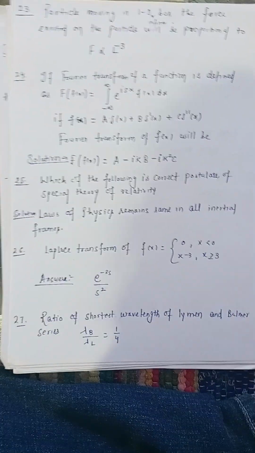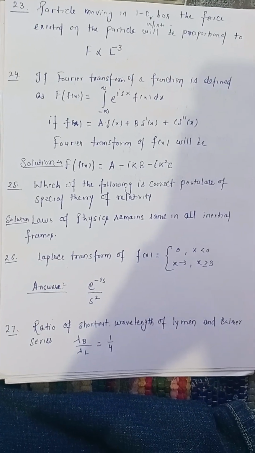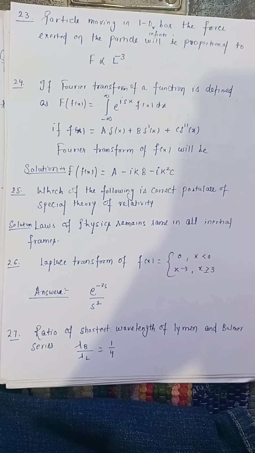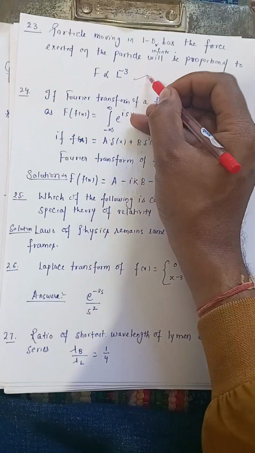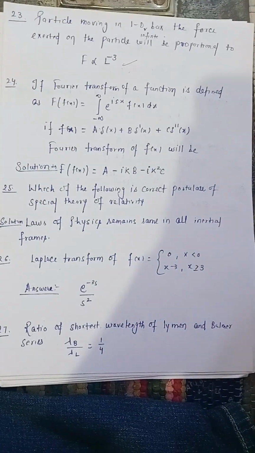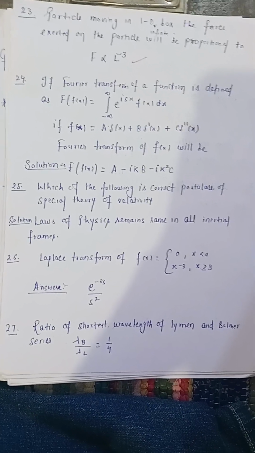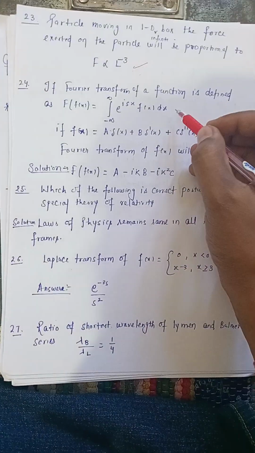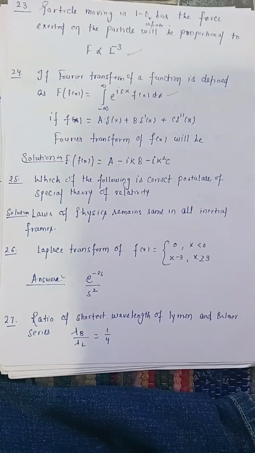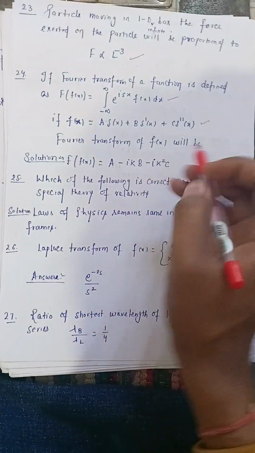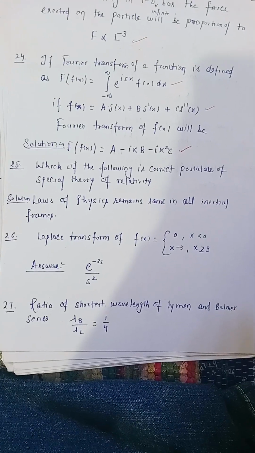Now next question number 23. So particle moving in 1D box, the force exerted on the particle will be proportional to L to the power minus 3 is the correct option. Now if the Fourier transform of function is defined by this formula, then what will be the Fourier transform of this function? So its solution was this. We can find it easily.